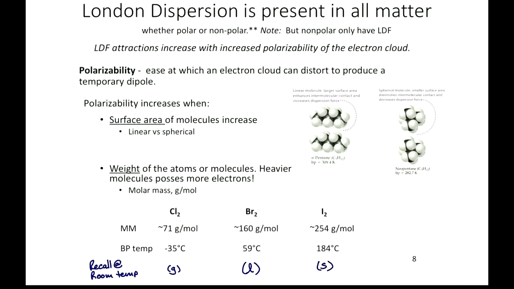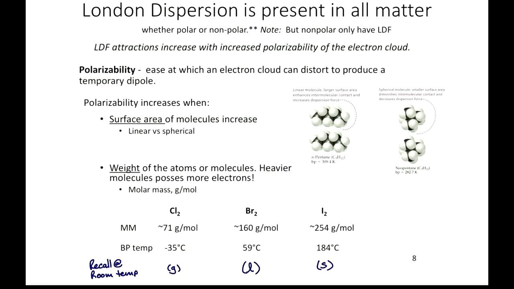Okay, so the idea here with London dispersion is that all substances actually exhibit London dispersion, whether polar or nonpolar, but for nonpolar substances, LDF is the most important because that's the only attraction present. For polar molecules, we have more attractions that we can talk about. This trend comes from the idea of polarizability, which will be important in organic chemistry when you take it. Polarizability is the ease with which electrons can be distorted.